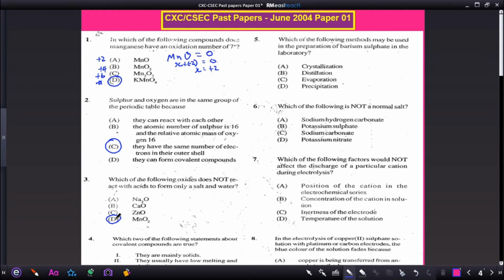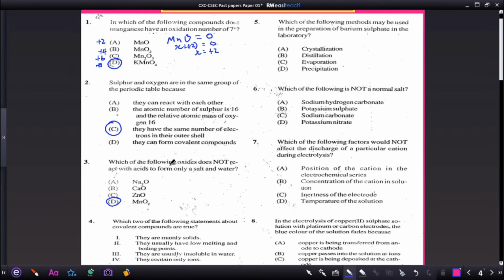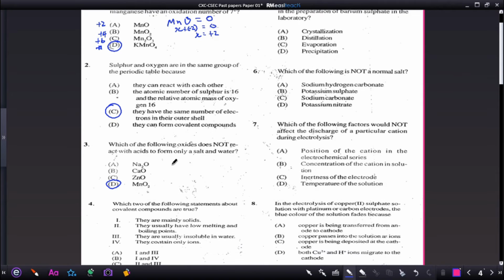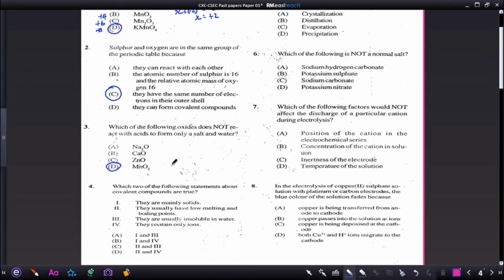Question 4. Which two of the following statements about covalent compounds are true? They are mainly solids. No, not really. They usually have low melting and boiling points. That's true. They are usually insoluble in water. Yeah. They contain only ions. No. So the answer is 2 and 3, and 2 and 3 is at C.